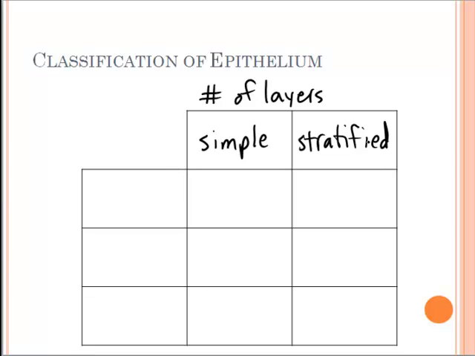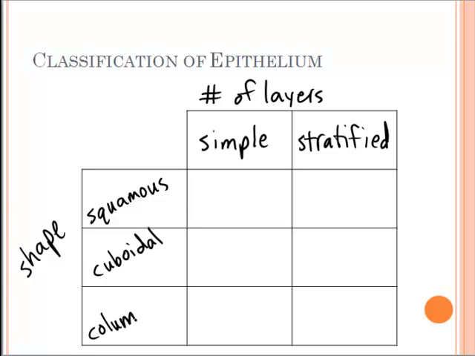And then second of all, it is classified by the shape of the cell. We have three basic shapes. We have squamous, we have cuboidal, and we have columnar. And that is the way that epithelial tissue is classified. So in other words, we have cells that are called simple squamous.